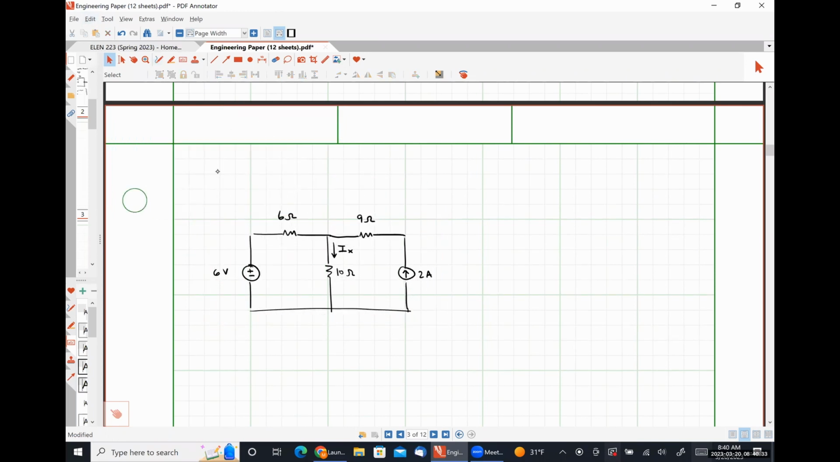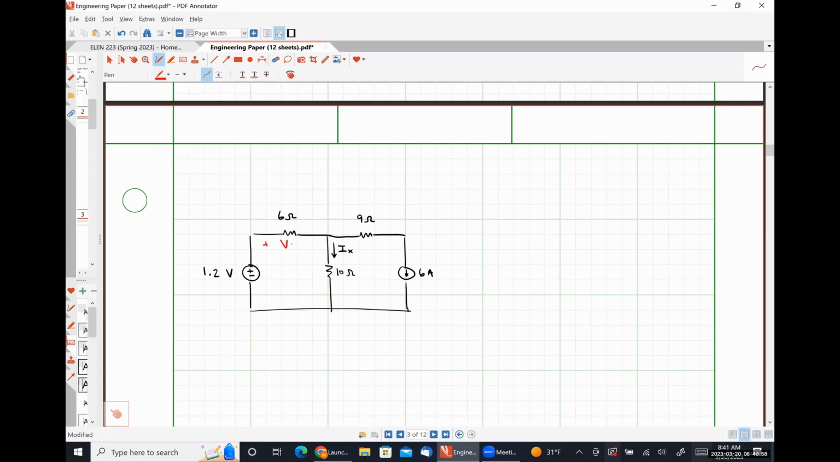So 0.2 times 6, 1.2 volts. Polarity stays the same because the scaling factor was positive. This 2 amp source is going to get changed into a 6 amp source direction down because the scaling factor was negative. And let's write our equations again.